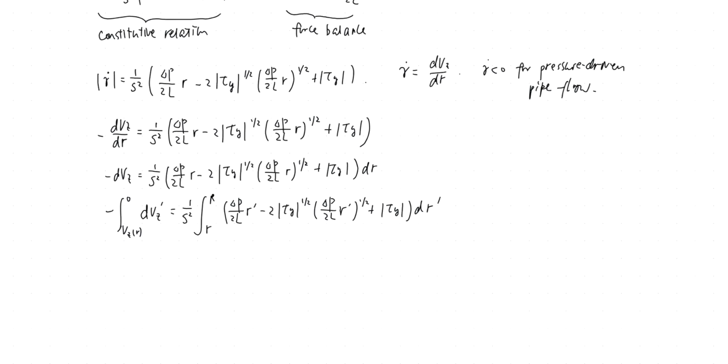Then you know how to integrate this. This is just like a polynomial integration. Although the right-hand side looks intimidating, it's just a polynomial in r prime. So you know how to handle this, and you just need to be careful. So verify on your own. You should get v_z as a function of r, something that looks like this, 1 over s squared.